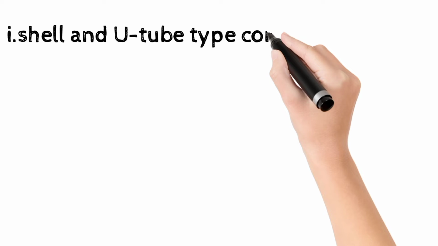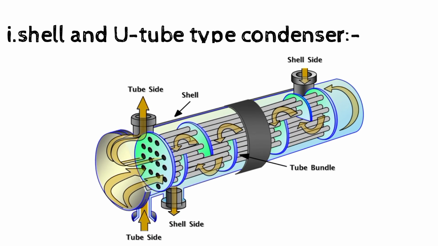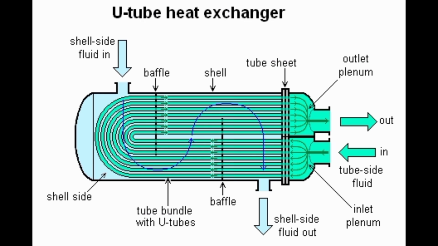First one, the shell and U-tube condenser. From the compressor, the refrigerant comes with a high pressure and high temperature, around 89 degrees Celsius, and enters into the shell and U-tube condenser. The water comes from the cooling tower and enters the U-tubes at around 27 degrees Celsius, and the water comes out at around 32 degrees Celsius and returns to the cooling tower to cool it.